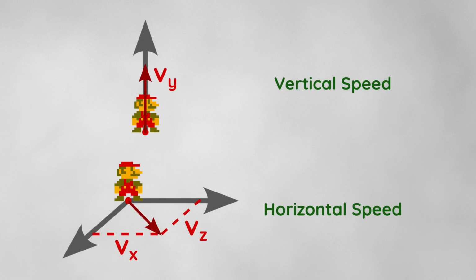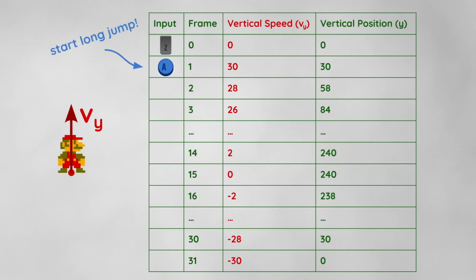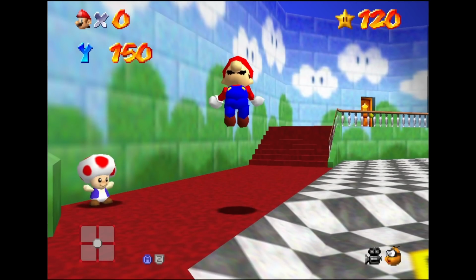So how does our velocity update every frame during a typical long jump? First, let's handle the vertical speed. Long jumping sets Mario's vertical speed to plus 30, thereafter it decreases by 2 every frame due to gravity. And this continues until our vertical speed becomes 0 and we reach a max height of y equals 240. And here is this being shown in game.